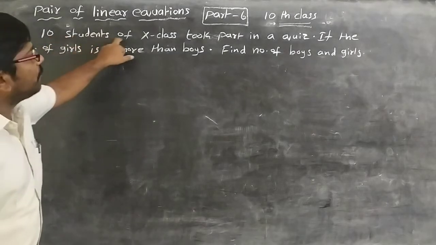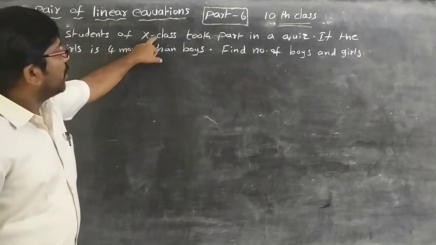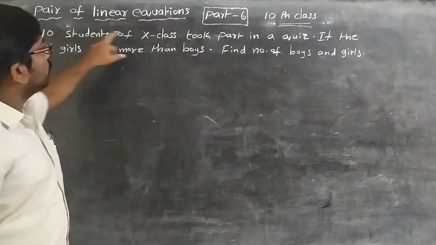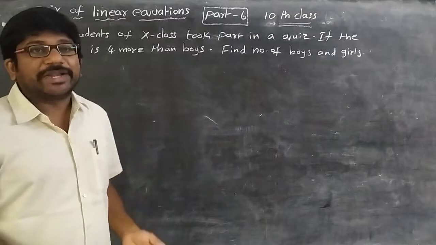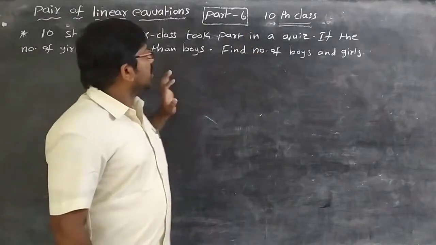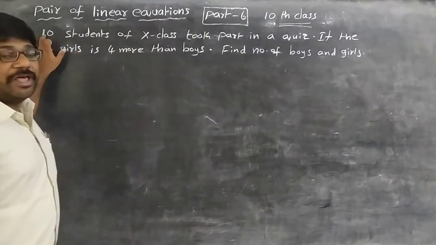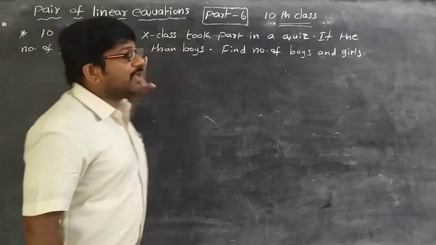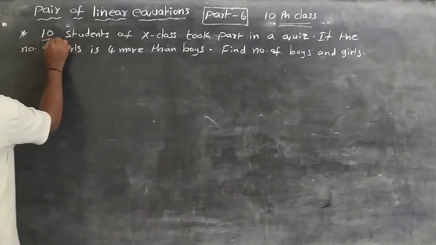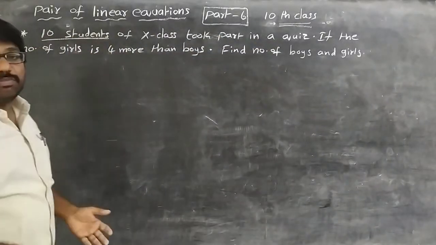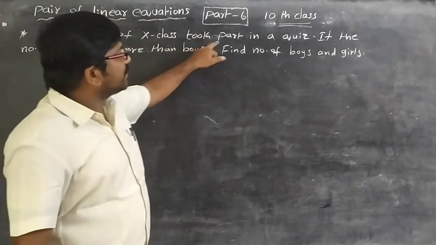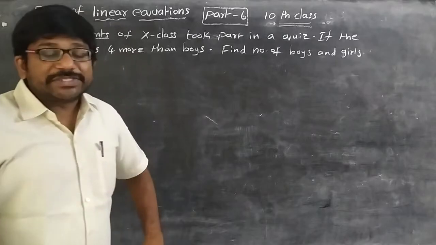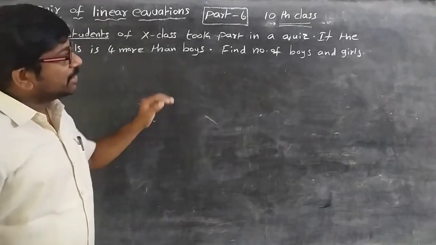10 students of 10th class took part in a quiz, a mathematical quiz. How many students participated in the quiz competition? 10 students in total, boys and girls both. That is the first condition.